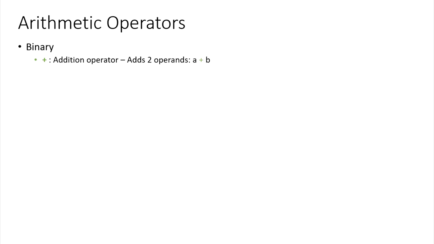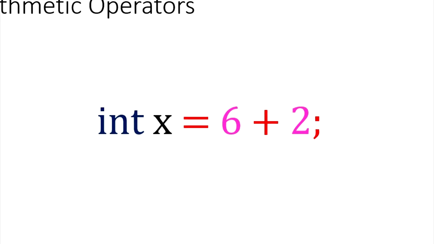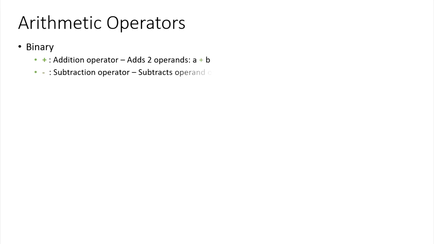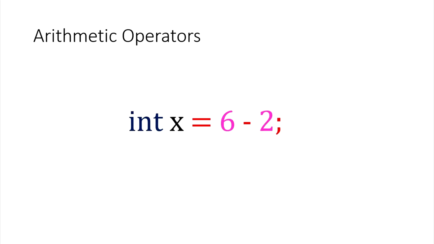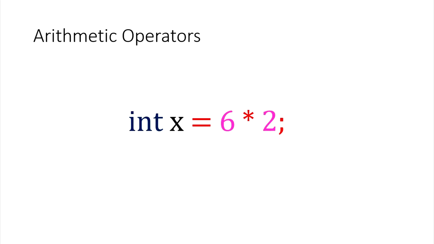The addition operator basically adds two operands. So this statement adds 6 and 2 and assigns an integer value of 8 to x. Subtraction operator subtracts the operand on the right from the operand on the left. Here, it subtracts 2 from 6 and assigns 4 to x. The multiplication operator multiplies two operands. Here, it multiplies 2 and 6 and stores 12 in x.